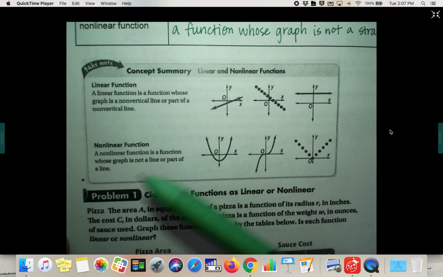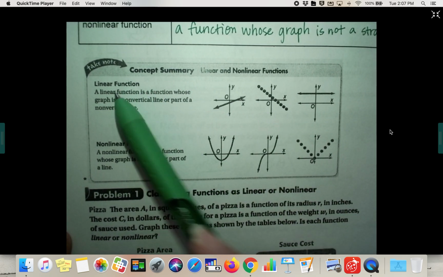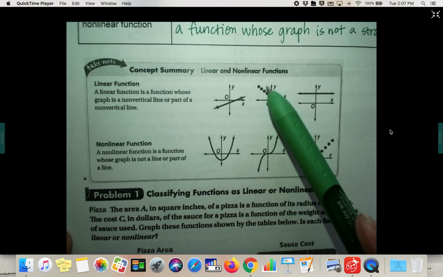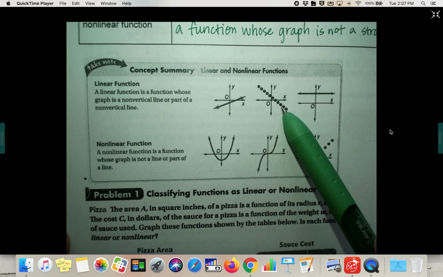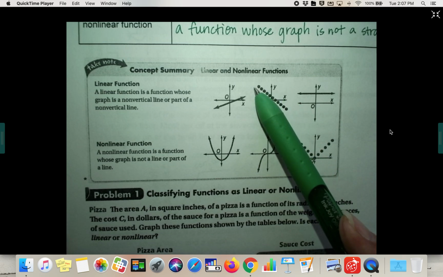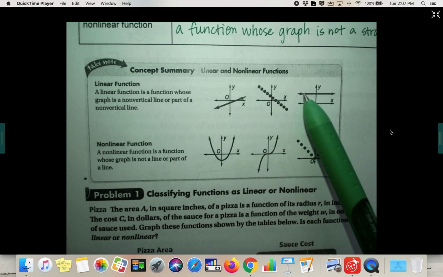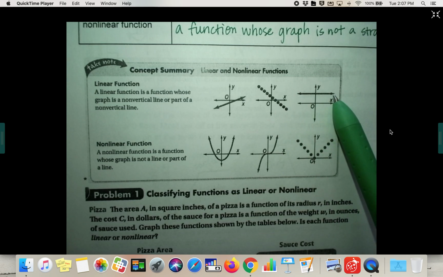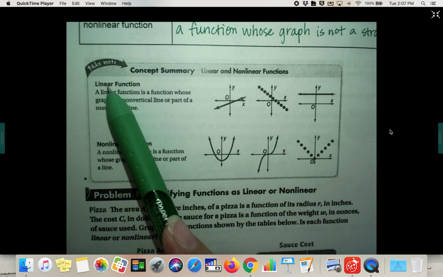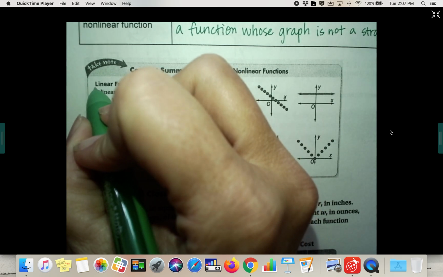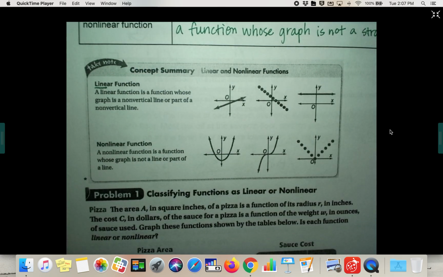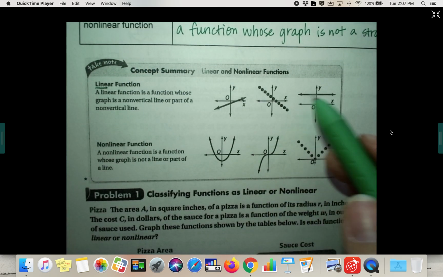Well, let's look down here at these examples. These are linear. Look, straight line. The dots end up going in a straight line. They don't have to be connected to be a linear function. You can just tell that it's a straight line. Here is another straight line. These are all linear. The prefix to linear, the first four letters spell out the word line. These are all straight lines.